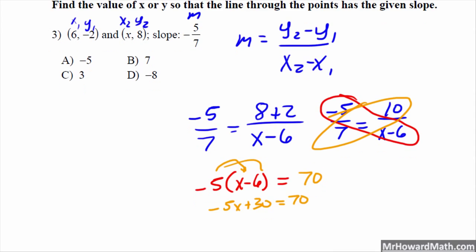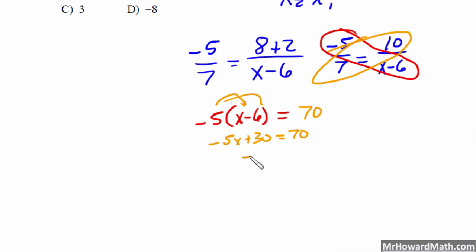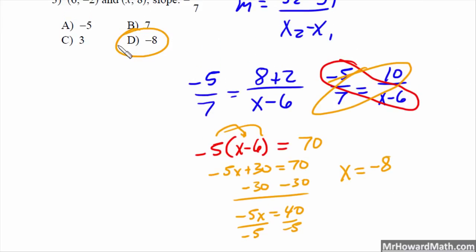I'm going to scroll down a little bit here. So we're solving for x here, subtract 30. So negative 5x equals 40. Divide by negative 5. And finally, we get the missing x coordinate is equal to 40 divided by negative 5 is negative 8. So the answer is negative 8. That would be choice D on the test review.